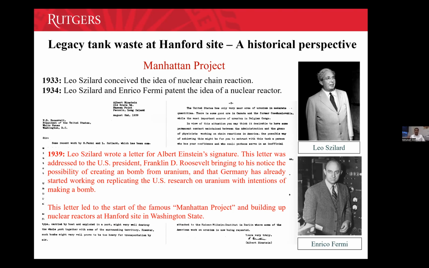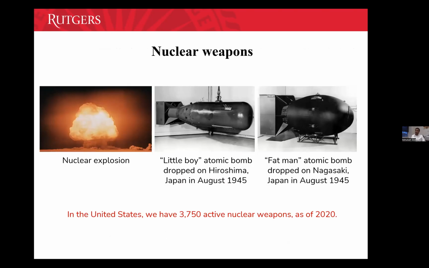Why am I saying he signed this letter? Because the letter in the background over here was actually written by these two gentlemen. Albert Einstein signed it, and it was sent to President Roosevelt at that time. After reading this letter, President Roosevelt sanctioned the Manhattan Project, which led to the development of these bombs, Little Boy and Fat Man, bombs that were dropped on Hiroshima and Nagasaki in 1945.